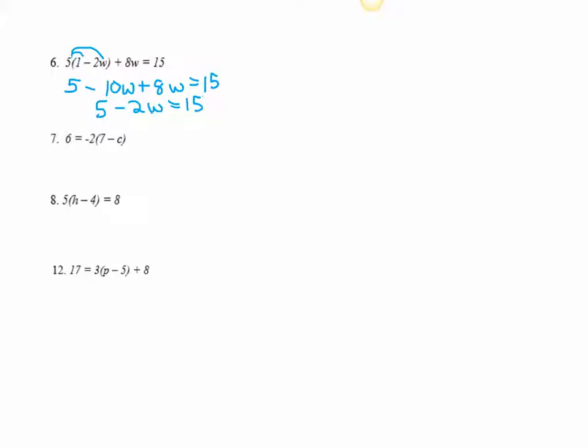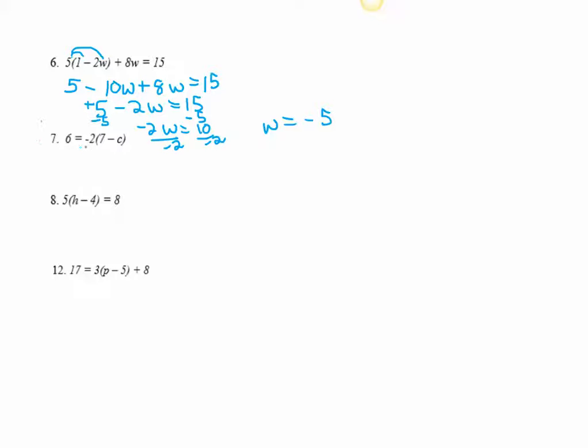The next step is to look at the variable, which is w, and to see if there's something being added or subtracted to it. Now in this case, what's being added is actually at the front. It's this 5. So I need to subtract 5 from both sides. It's being added because if there's no sign in front of it, it's a plus. So I subtract 5 from both sides. That gives me minus 2w equals 10. And then the last step is to divide by the negative 2, and I'll get w equals negative 5.